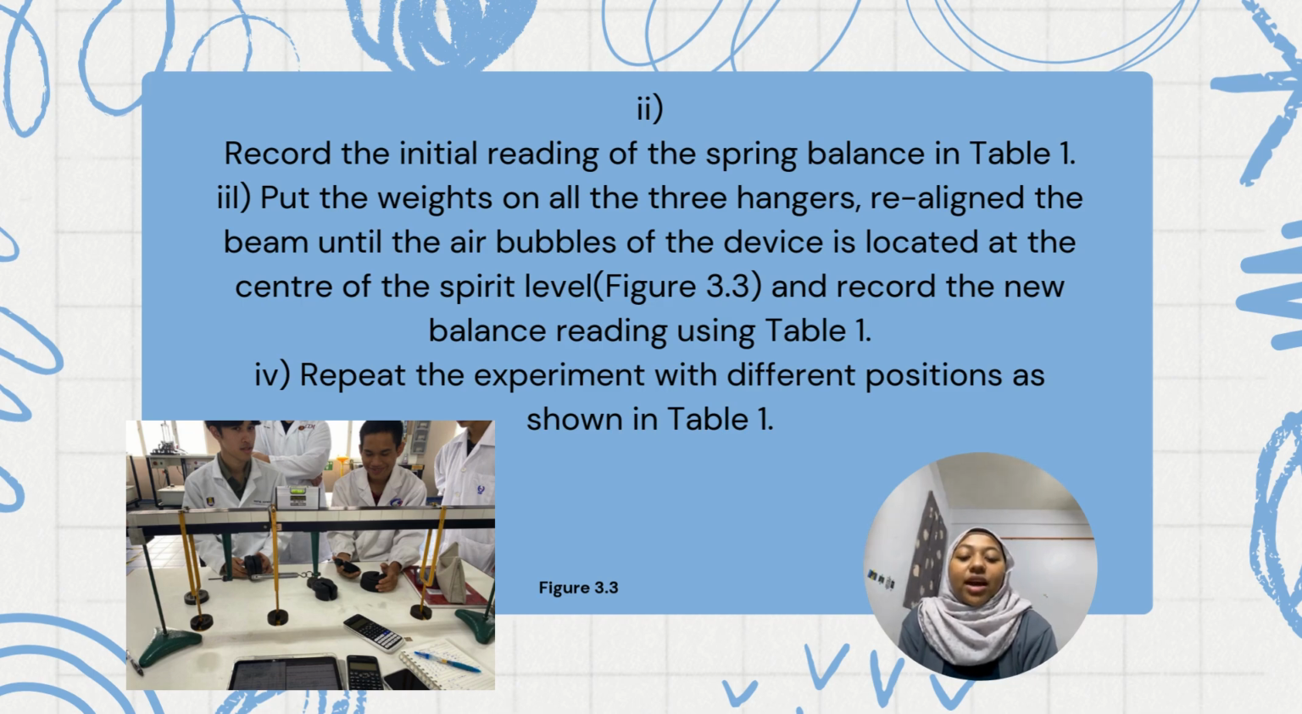Secondly, record the initial reading of the spring balance in table 1. Thirdly, put the weights on all of the 3 hangers, realign the beam until the air bubbles of the device is located at the center of the spirit level, as shown in figure 3.3, and record the new balance reading using table 1. And repeat the experiment with different positions as shown in table 1.